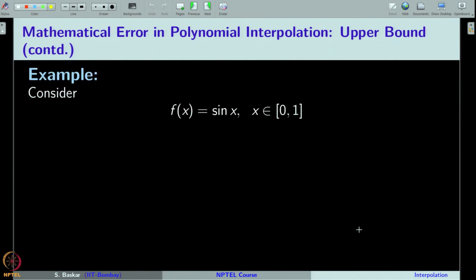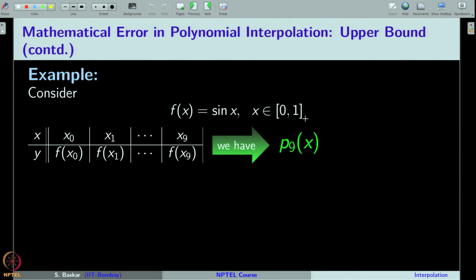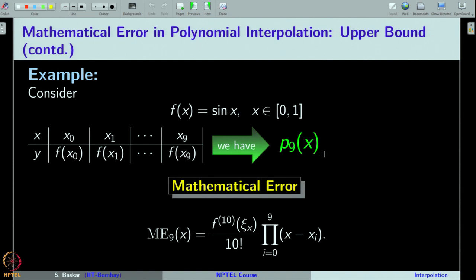Let us give a more precise example. In this case, we will take the function f of x equal to sin x, and let us restrict ourselves to the interval 0, 1. Well, now we will consider 10 node points in the interval 0, 1, and the corresponding values of the sine function at these nodes, and thereby we can construct the ninth degree interpolating polynomial for this data set. Now, our question is, what is the estimate of this mathematical error?